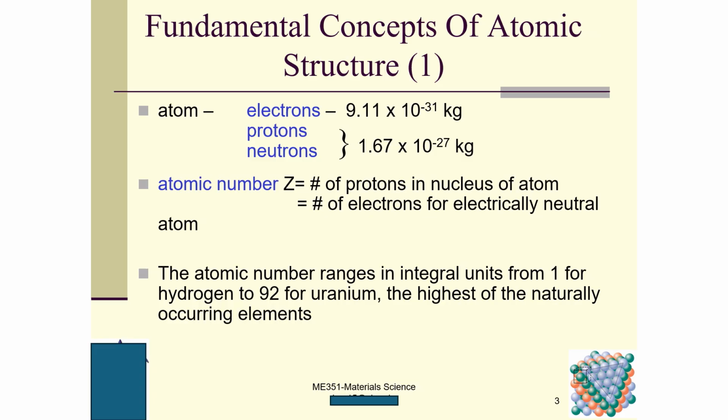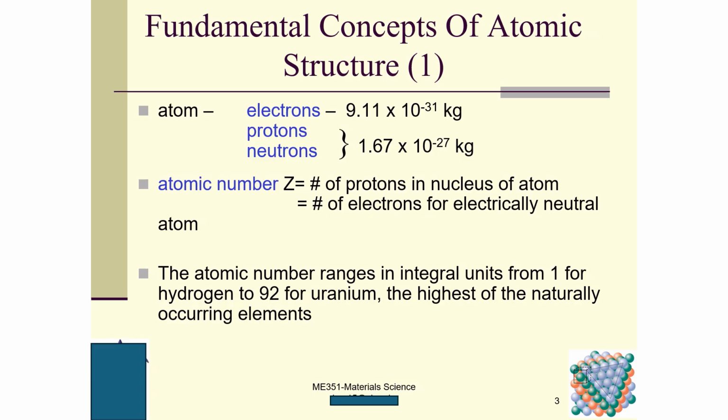The third point I want to talk about is that the atomic number ranges in integral units, from 1 for hydrogen, the lightest element, to 92 for uranium. Uranium is the raw material used to build atomic bombs. So uranium, 92, is the highest of the naturally occurring elements.